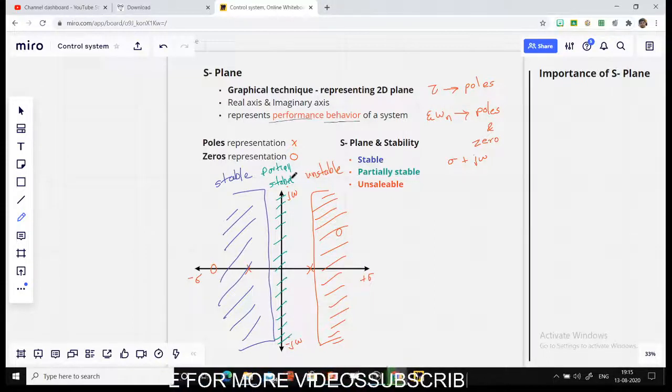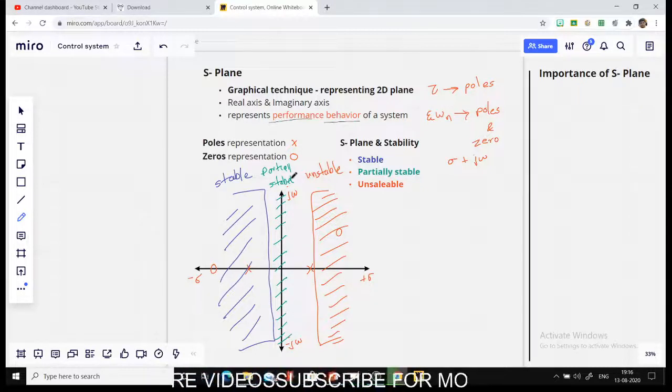So once you plot those poles and zeros, or once you plot your system on your S-plane, you can easily comment on the stability of a system. If it is stable, it will be on the left hand side. If it is unstable, it will be on the right hand side. And if it is partially stable, there are some poles and zeros on the vertical axis of your S-plane. This is the simple understanding of your S-plane.